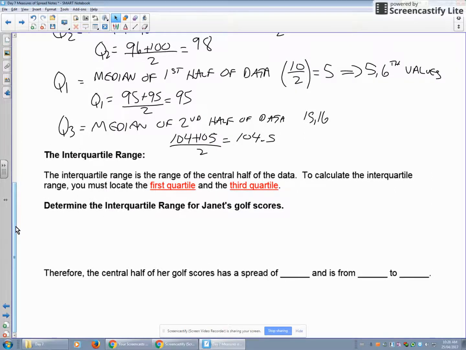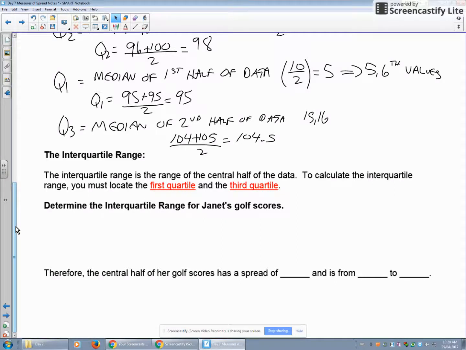All right, so now we're looking at the interquartile range. The interquartile range is the range of the central half of the data. So we look right to the middle. We want half of the data, but centered on the middle. To calculate the interquartile range, you must locate the first quartile and the third quartile.